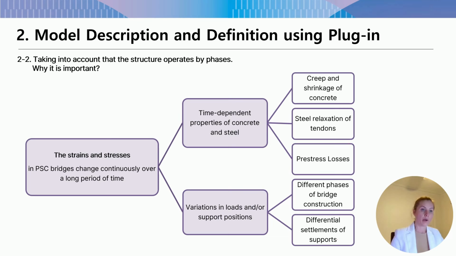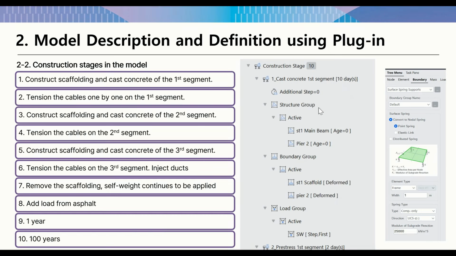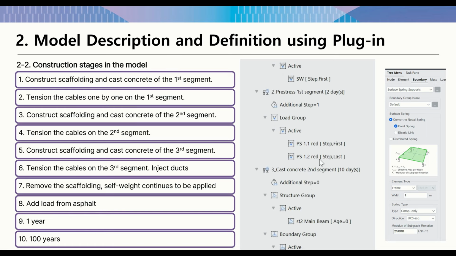Stages are defined by duration. The structure can be permanent or temporary. In a stage, it's possible to activate and deactivate elements, boundary conditions, and loads. So, step by step, we reach the final state of the structure. What about stages in the model? Our staging consists of 10 stages.